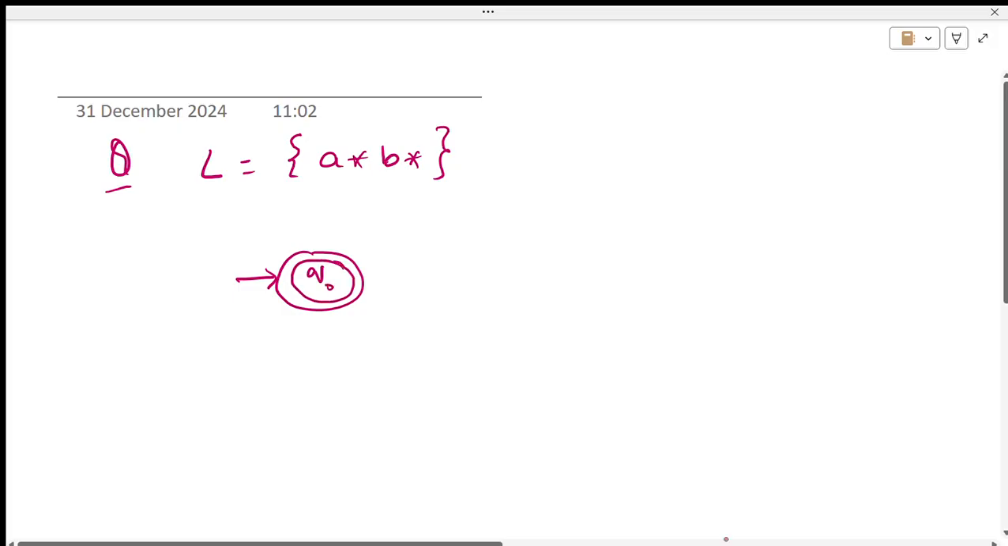Any number of A's are accepted. Then on reading B, move to the next state, Q1, and make it also an accepting state. Any number of B's are accepted. Is this a deterministic finite automata? No, not yet, because we have to show what will happen if Q1 sees an A.